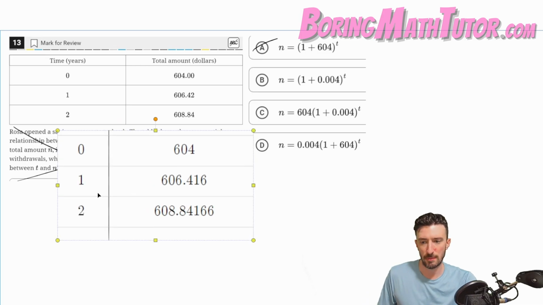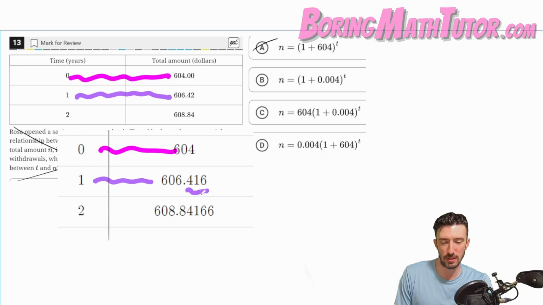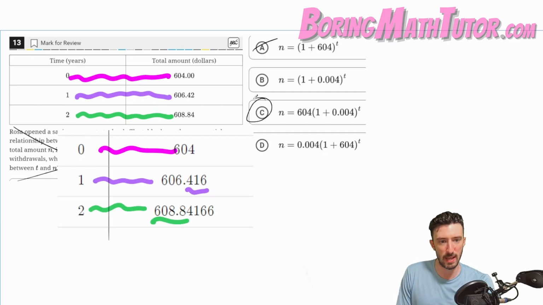So here are our numbers. And let's see, 0, 604. So far, so good. 1, 606.42. Well, that's actually what this would round to. So that's looking pretty good. And then 2, and so on. Okay, looks like my answer is C.